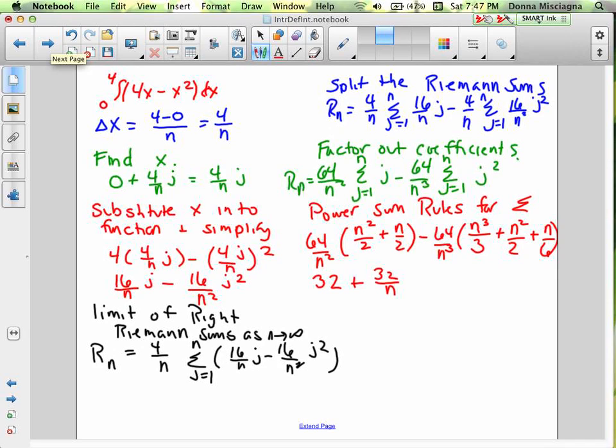We'll distribute the negatives now. Distribute the negative 64 over n cubed. The n cubes will cancel, and that's going to be minus 64 thirds. It does not reduce. And then minus the 64 over 2, and the 2 will cancel to a 32 in the numerator and an n in the denominator. And then minus, well, 64 over 6 reduces to 32 over 3, and we'll be left with an n squared in the denominator. So now we're going to take the limit.